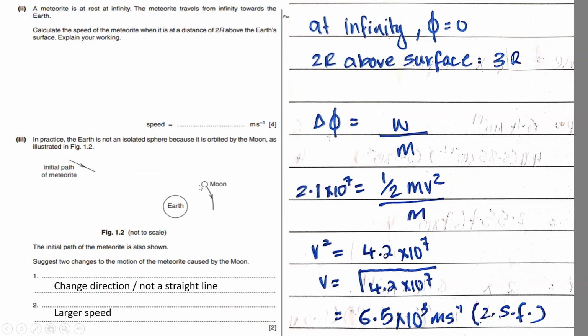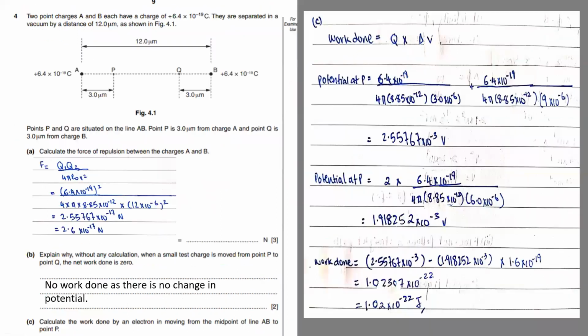And there's an increased force of attraction. The meteorite will now experience a force of attraction from the Earth and the moon. Hence, there's a larger speed because there's a larger attraction. So that's how you can think of these things. However, multiple answers are acceptable. Just check your answer key in your examiner reports.